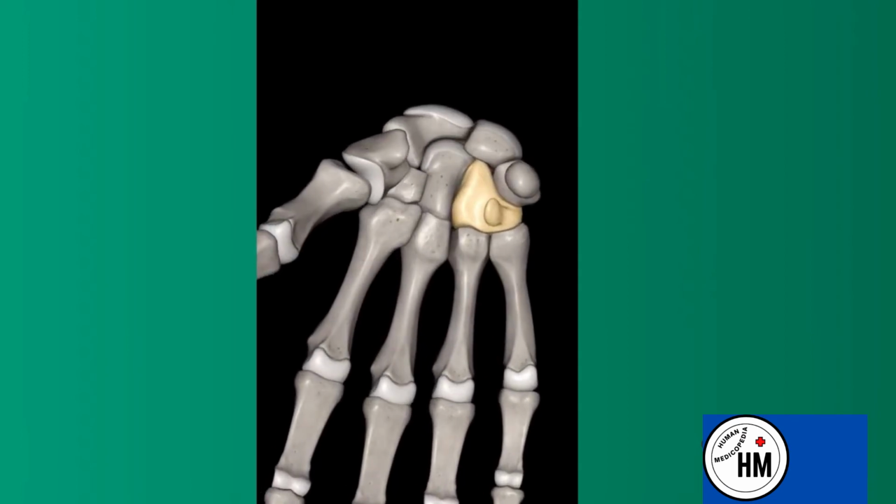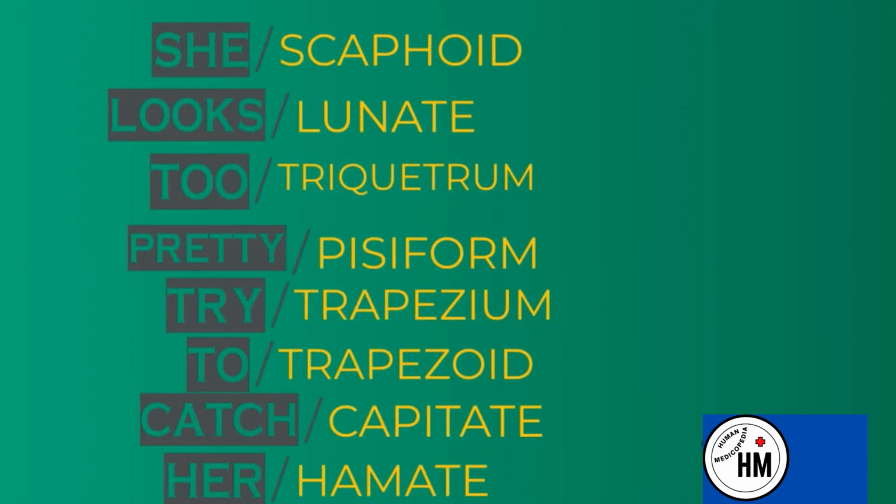To memorize these bones, you can use this mnemonic. She looks pretty, try to catch her. She, scaphoid. Looks, lunate. Pretty, pisiform. Try, trapezium. To. Trapezoid. Catch, capitate. Her, hamate.